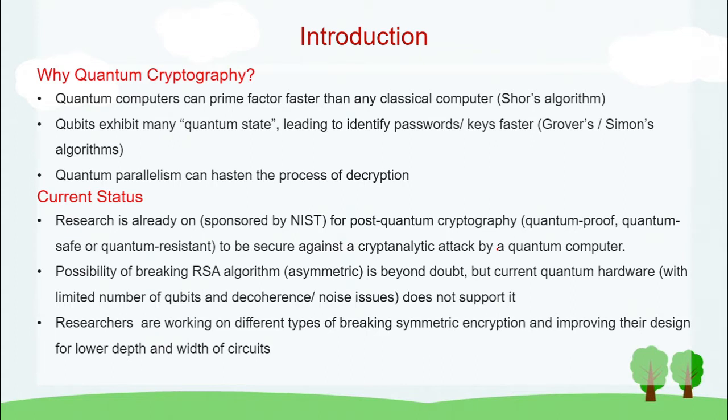Quantum computers can prime factor faster than any classical computer. That's the key aspect of Shor's algorithm. We know that, right? Qubits exhibit many quantum states, leading to identifying password keys faster compared to classical algorithms. So that is what is given in Grover's and Simon's algorithm. Quantum parallelism can hasten the process of decryption. We have not talked much about this. Maybe we'll cover it in some other video.